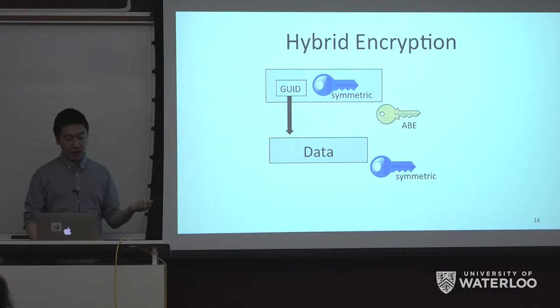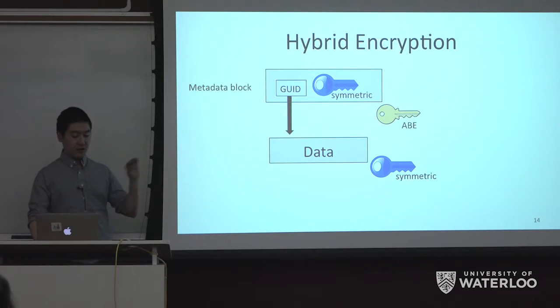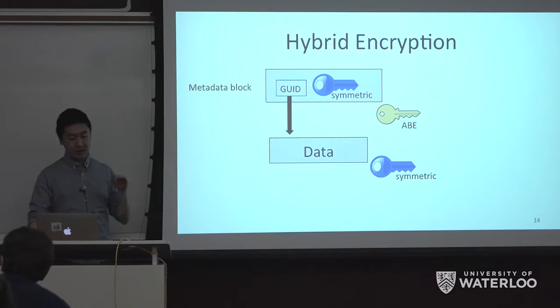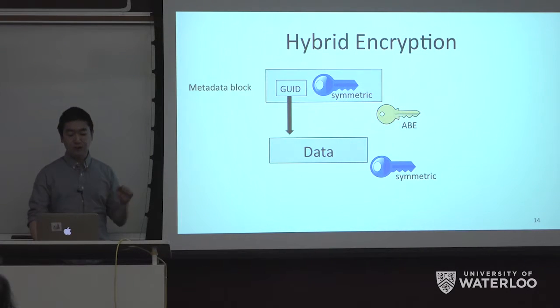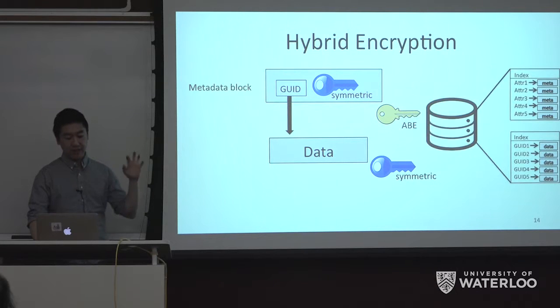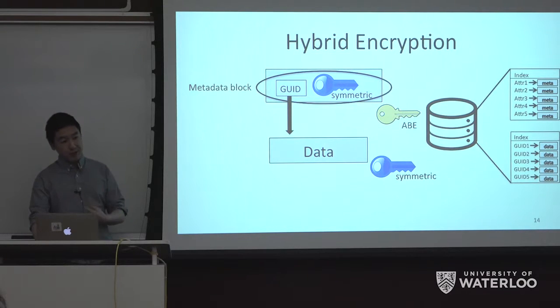So both these encrypted objects are now uploaded to the cloud, and for the rest of the talk, the block that is encrypted with the ABE key, we'll call it the metadata block. And in the storage provider, the data block is indexed by the GUID, and then the metadata block is indexed by the ABE attributes. And so for future updates that require uploads by the user or downloads by the web service, the user and web service can just cache the symmetric key and GUID, and they can just use the GUID to access the data directly to perform symmetric key operations.